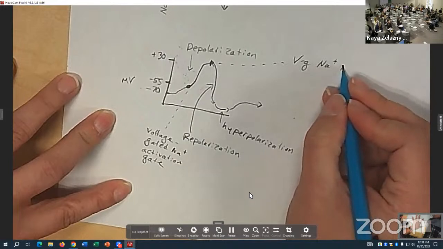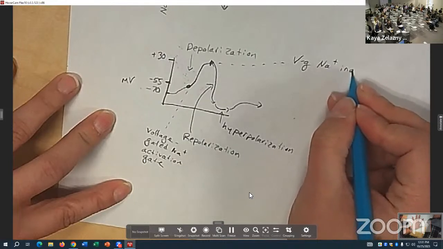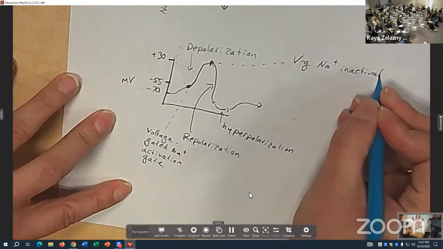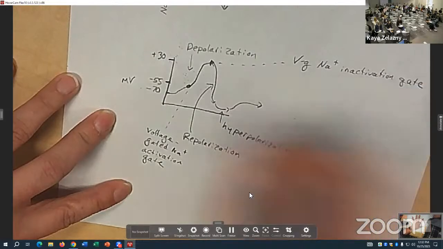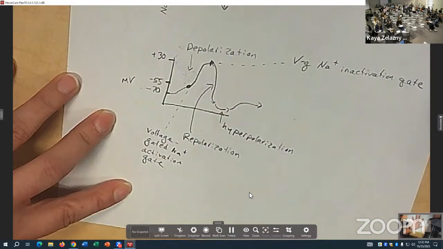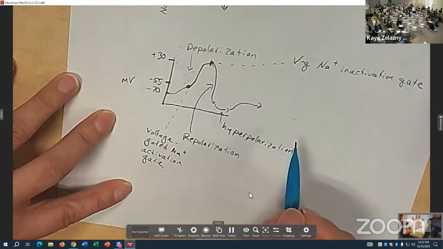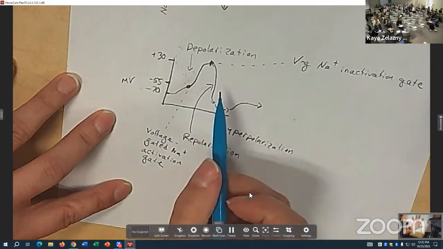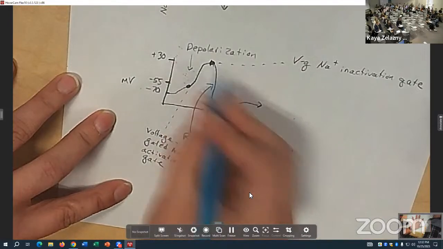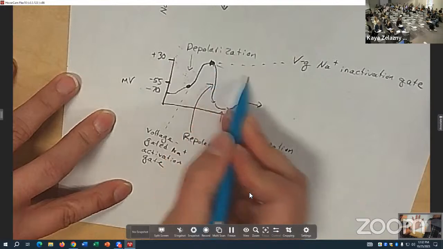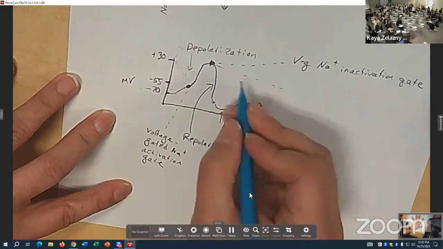Right now, what's happening is that inactivation gate is closing, so blocking over that pathway that has two doors. So sodium is no longer getting into the cell. And the other thing that's happening at the same time is that our voltage gated potassium channels are kind of slow.